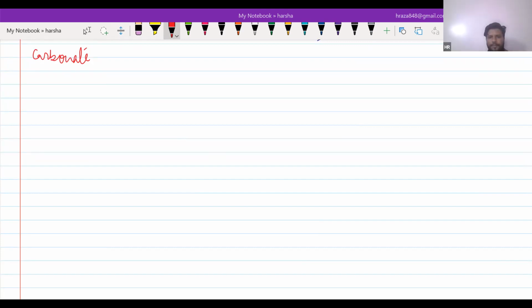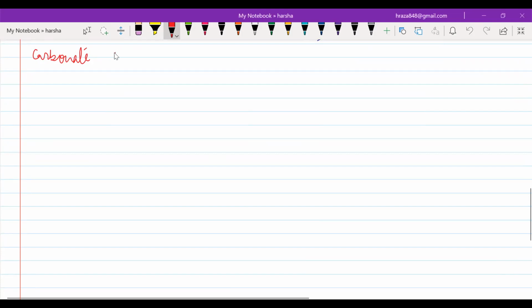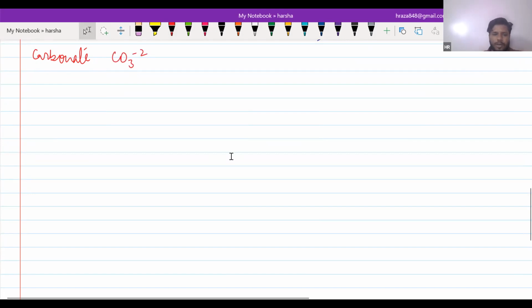Abdullah? Azan? Yes, sir. See, is it CO3? Carbonate has a formula that is CO3 minus 2. So write a topic that represents, so wait a minute.